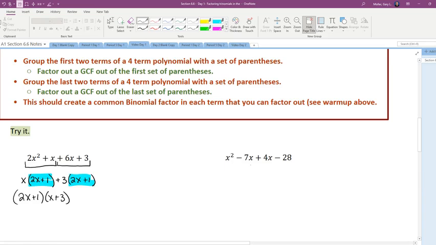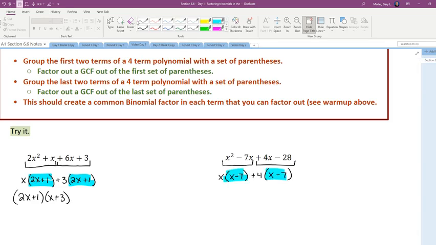I'm going to group the first 2 together. I'm going to group the second 2 together. In the first one, I can factor out an x, giving me x minus 7. In the back half, I can factor out a positive 4, leaving me with x, and 28 divided by 4 is 7. And so, once again, we have the common piece. And so we'll factor that out to the front, leaving me with x plus 4.